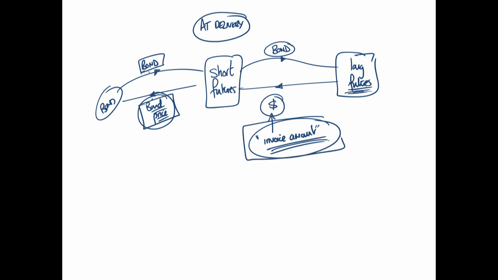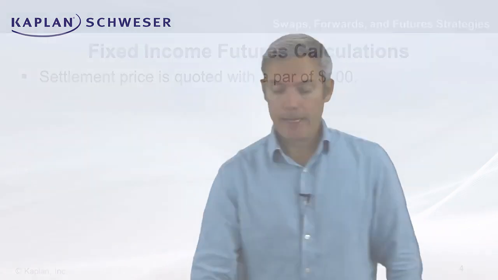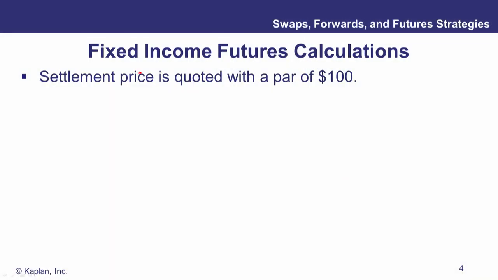So this is crucial, and it's this invoice amount that we're looking at here, and it's this invoice amount which is adjusted for the conversion factor of the bond that's actually delivered. Let's have a look at what this invoice amount actually is. This invoice amount, which is adjusted for the conversion factor of the bond that's being delivered, if we go back to here, it depends on the final price of the futures contract. So we've got this idea that there's a settlement price for the futures contract. This is the final price of the futures contract at delivery.